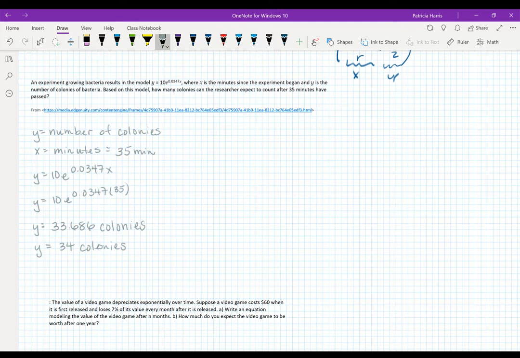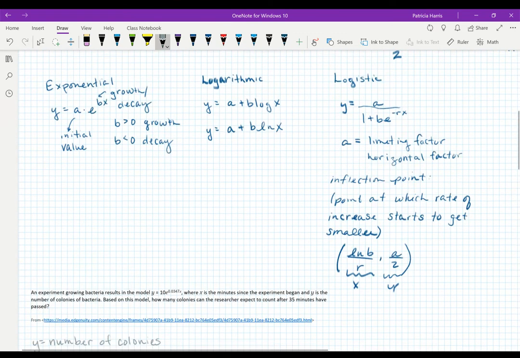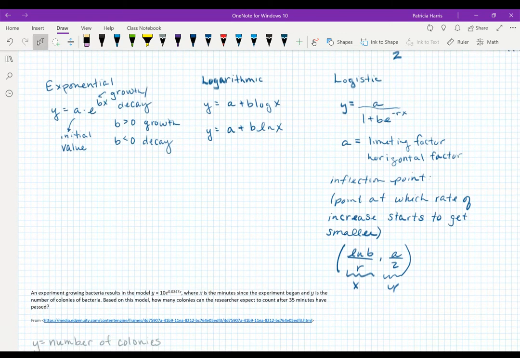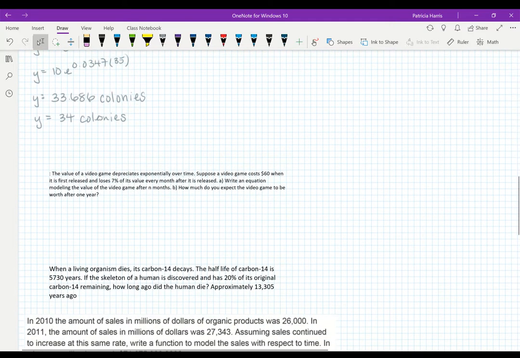Okay, so let's move on to the next one. The next one is still an exponential, but they don't give you the equation. They do tell you that you're dealing with an exponential, though. So let's go back and look at our exponential model. We have our y equals a times e to the b x. Let's write that down.